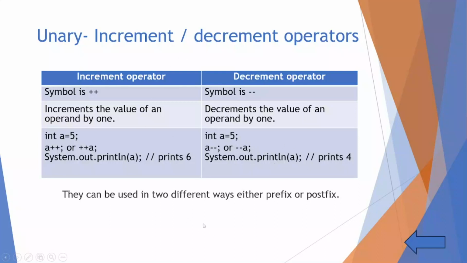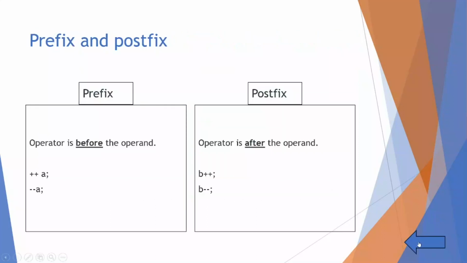These increment and decrement operators can be used in two different ways, either prefix way or postfix way. Prefix means the operator comes before the operand: ++a or --a. This is pre-increment, this is pre-decrement. Prefix, before. Postfix means after. So b++ or b--: post-increment, post-decrement.